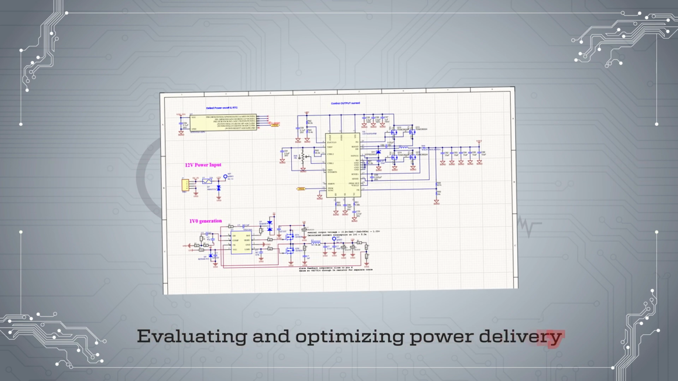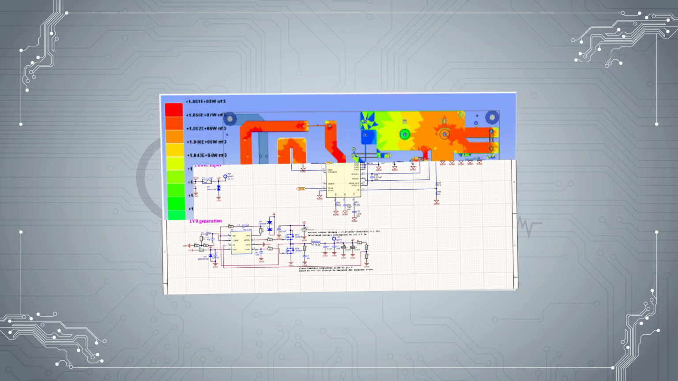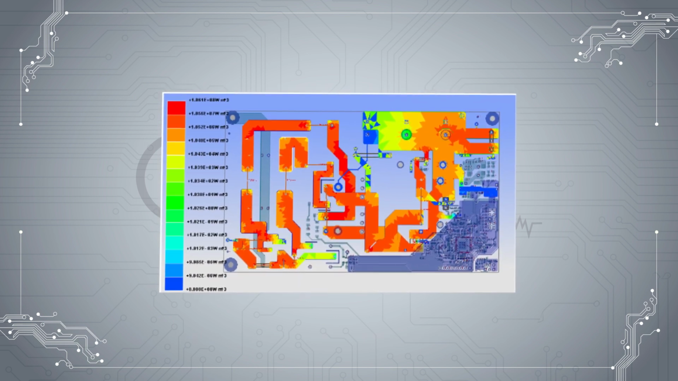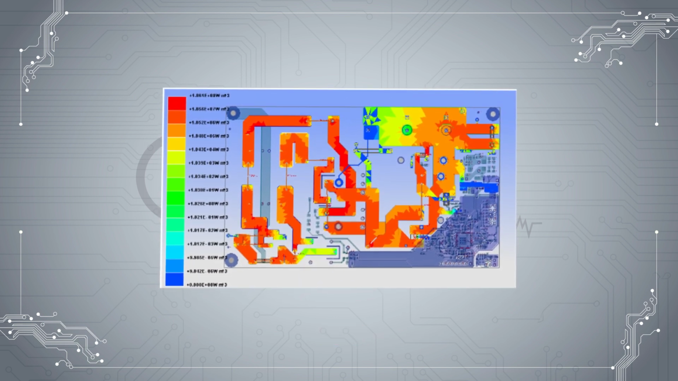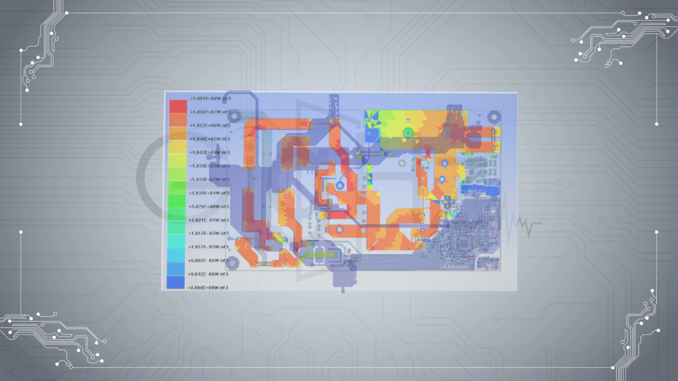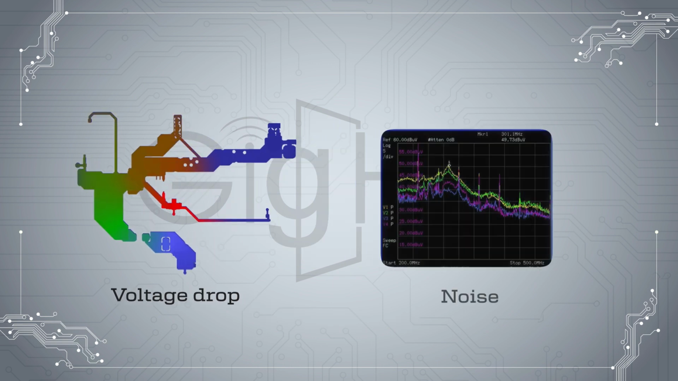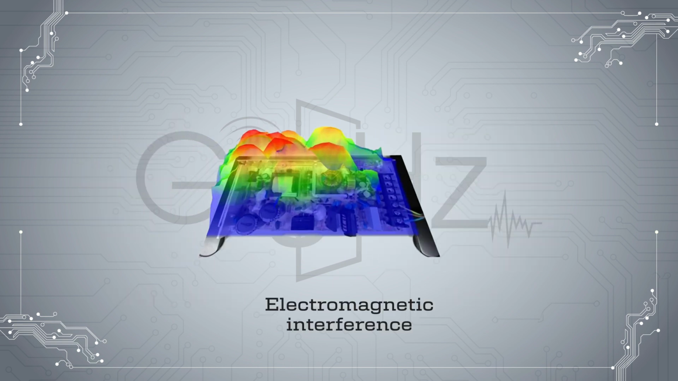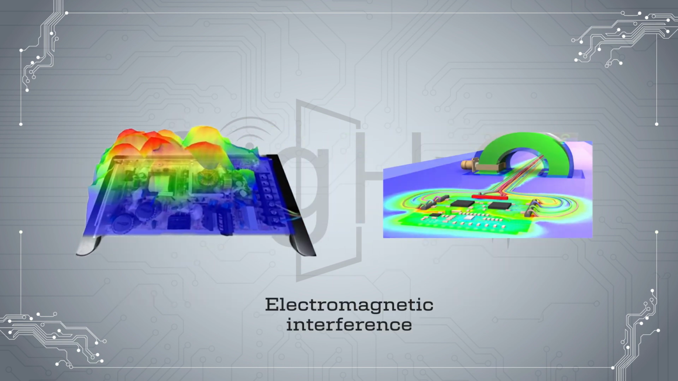Power integrity analysis is the process of examining a circuit's power distribution network, or PDN, to ensure stable power delivery. It identifies issues like voltage drops, noise, and electromagnetic interference that can impact performance.